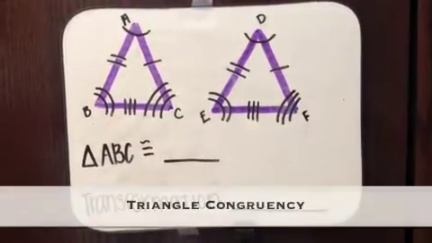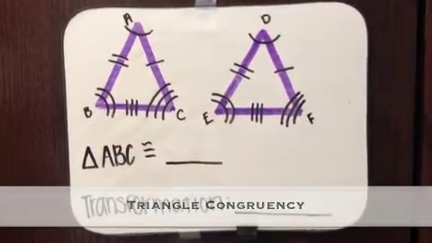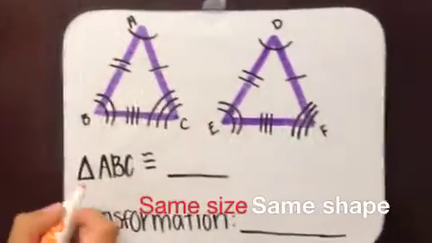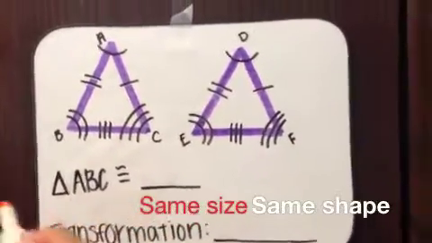Geometry, we will be covering triangle congruency. A congruent triangle means that it is the same size and shape.